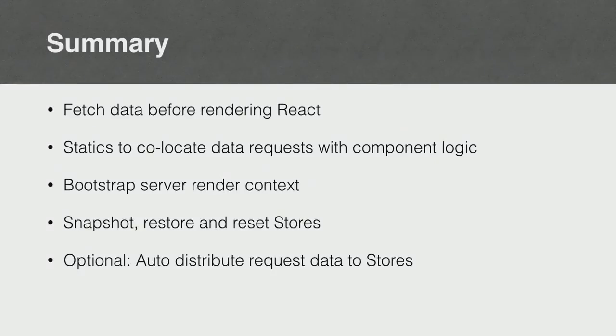Fetch your data before rendering React. Co-locate your data request with component logic rather than somewhere else. It's just way better. You need to bootstrap your server render context to get the full benefits from Isomorphic React. And all your stores need to have snapshot, reset, and restore methods. And optionally, you can use a pattern like ours to automatically distribute request data to stores. So that's the full flow.